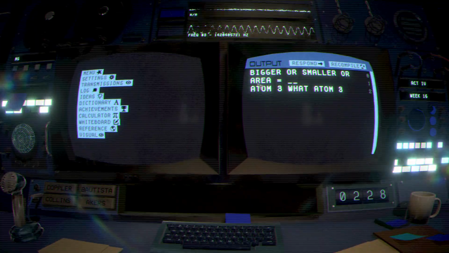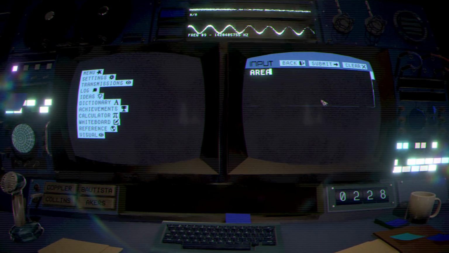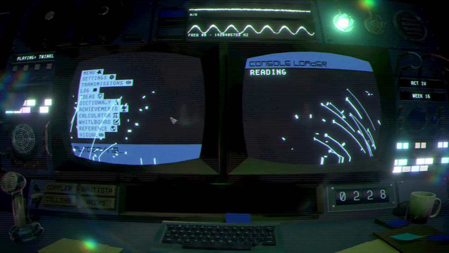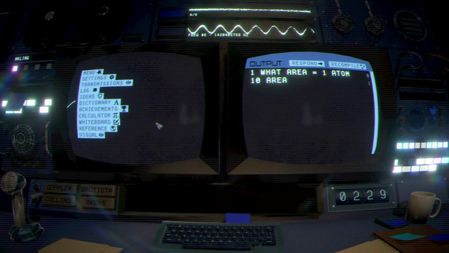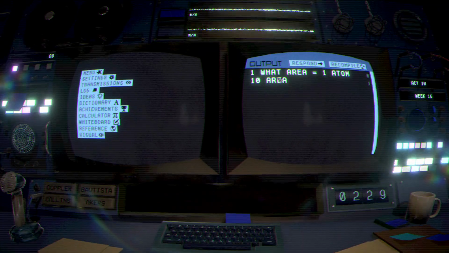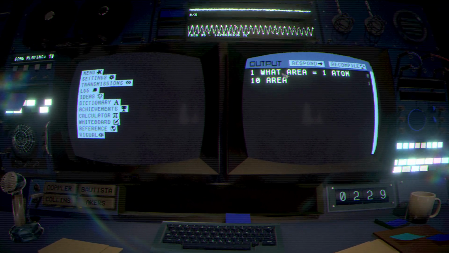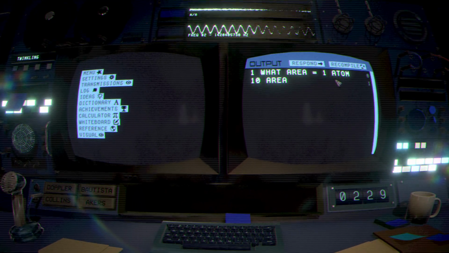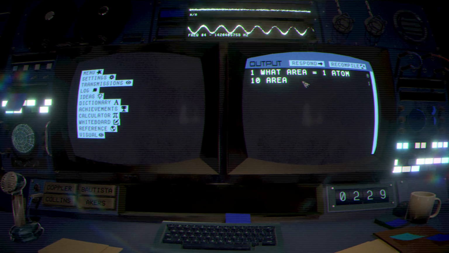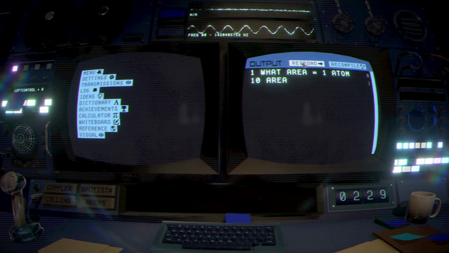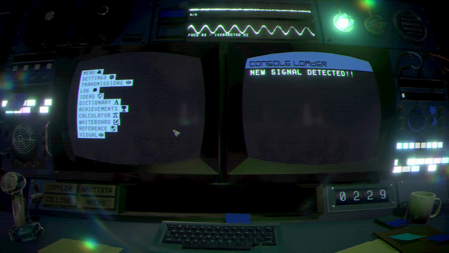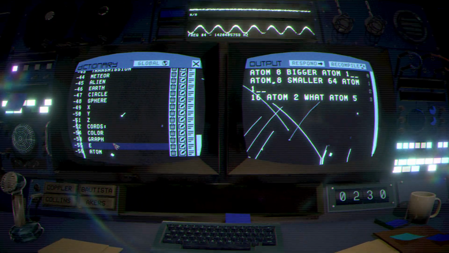Oh, they're saying it's both. The area is the same. The volume or the mass is the same. So I guess they're using area in this context to represent atomic mass. Area equals 1 atom 10 area. Oh boy. Okay, let's see. Wouldn't it just be atom 10? So first off, not really atom, is it?